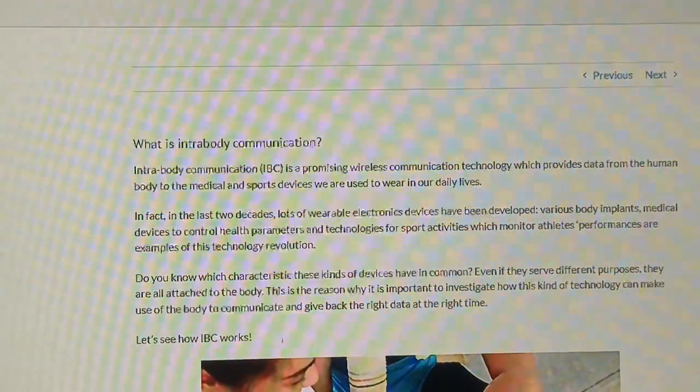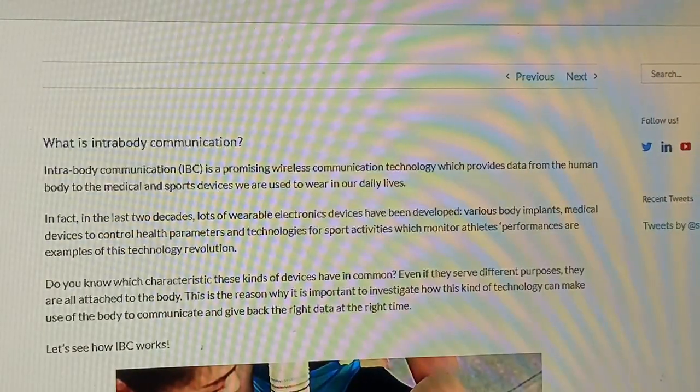SynTech. What is intra-body communication? Well, it's a promising wireless communication technology which provides data from the human body to the medical and sports devices we are used to wearing in our daily lives. In fact, in the last 2 decades, lots of wearable electronics devices have been developed. Various body implants, medical devices to control health parameters, and technologies for sport activities, which monitor athletes' performance, are examples of this technology revolution. Do you know which characteristic these kinds of devices have in common? Even if they serve different purposes, they are all attached to the body.